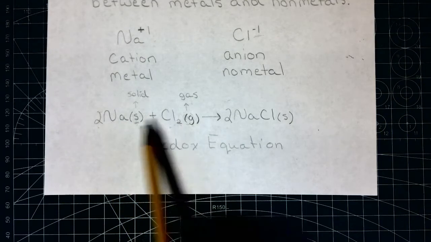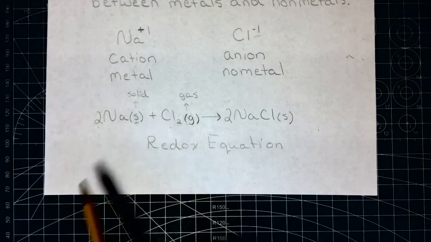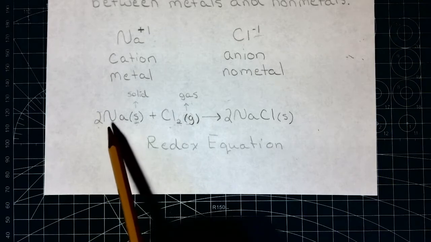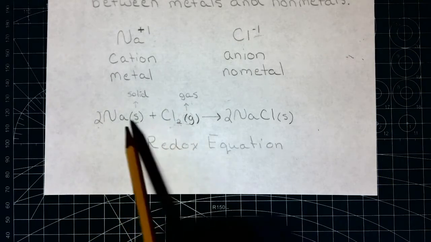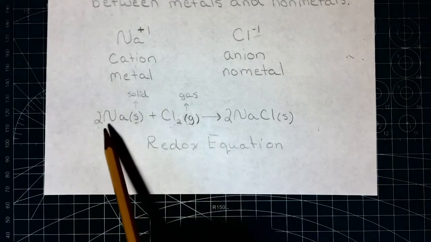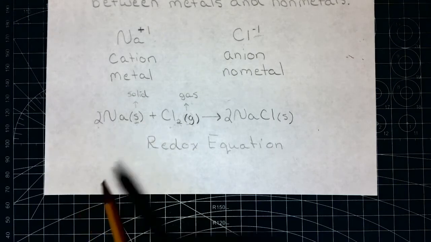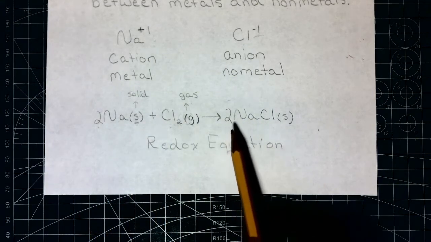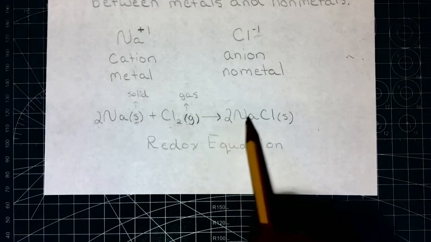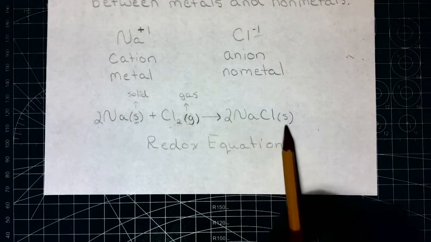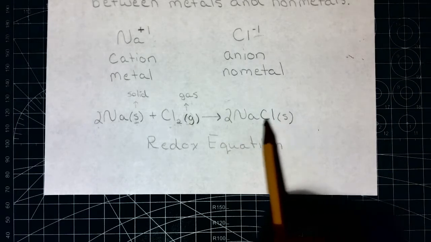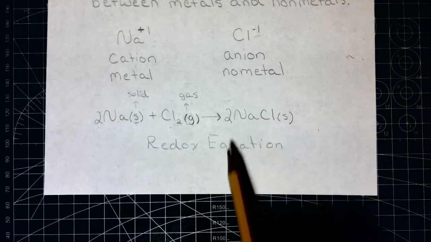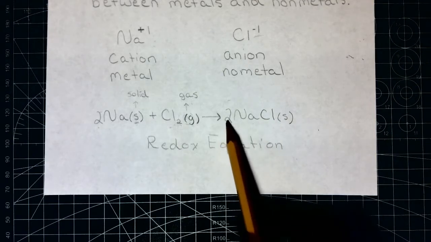Now, I needed to put the 2 here because I have 2 chlorines, and it's going to be 1 to 1, right? So every one of these sodiums is going to bind to every one of these chlorines. So to make sure that I have enough sodium to bind to the chlorines, I have to put the 2 here. And then over here, you can see that we're going to get 2 sodium chloride molecules out of it. That's going to be a solid because this is table salt. We're familiar with that as a solid.